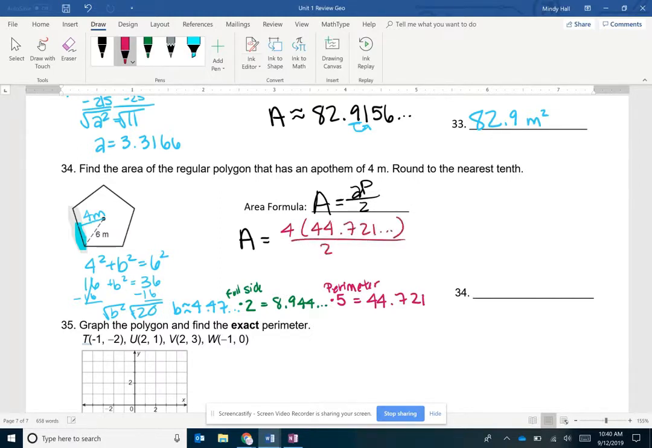So then we are going to finish this, and plug in 4 times 44.721, divided by 2. Divide by 2, and that gives us an area of 89.44. So rounding to the nearest tenth, that would be 89.4. And that is meters squared.